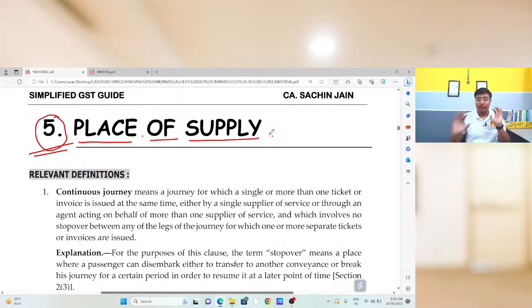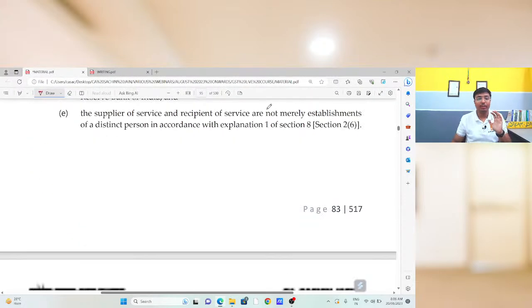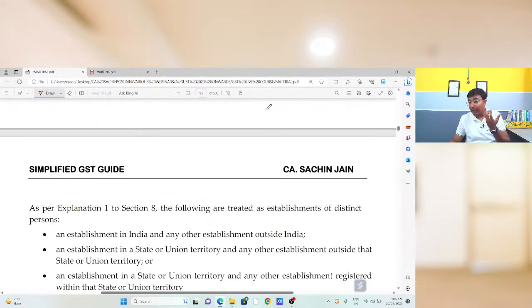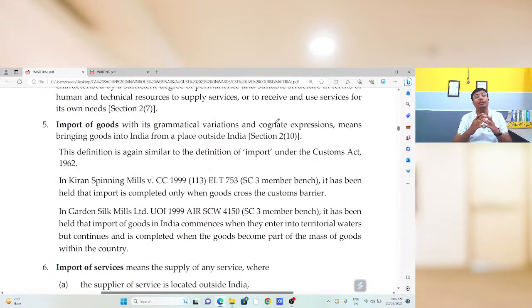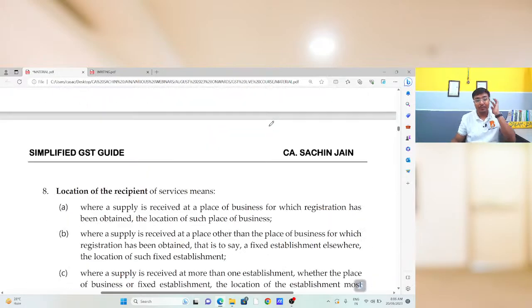This is a very important concept. There are a few confusions, and multiple times there are situations where the taxpayer charges CGST and SGST instead of IGST, or charges IGST instead of CGST and SGST. All these mistakes are only due to the lack of knowledge regarding place of supply. So in this session we are going to clear each and every concept regarding place of supply.